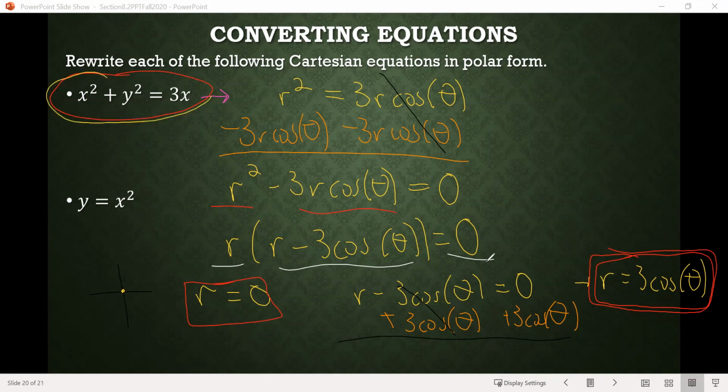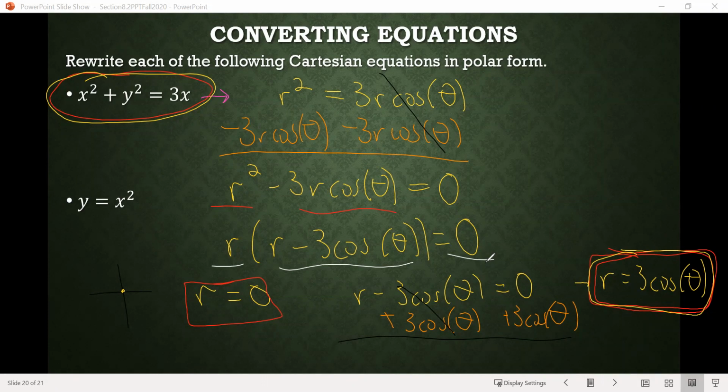And if you think about the graph of x squared plus y squared equals 3x, you may or may not be able to recognize that's an equation of a circle. And that's certainly not a circle if we just have a single dot. So that tells us that this r equals 3 cosine theta is our answer. And you could also graph that to see that that is a circle. Okay.